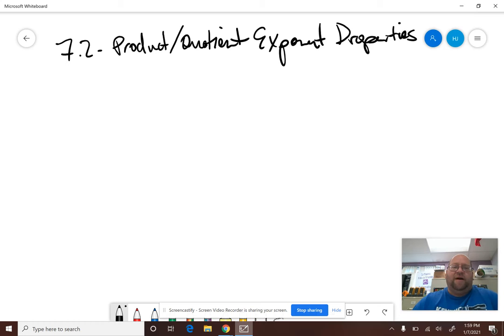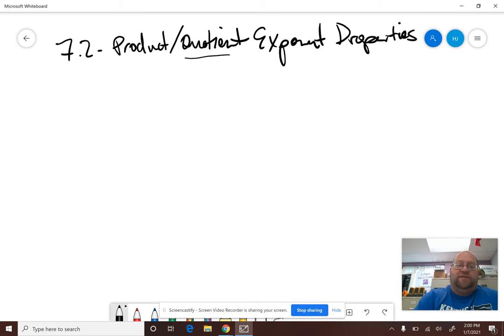So first, let's talk about the words product and quotient. A product, if you will remember, is an answer to a multiplication problem. So that in and of itself helps us understand that we're going to be multiplying exponents. And then it talks about the quotient exponent properties. Obviously a quotient is an answer to a division problem. So we're going to be talking about dividing exponents as well. So let's just dive right in, work with a couple of examples here.